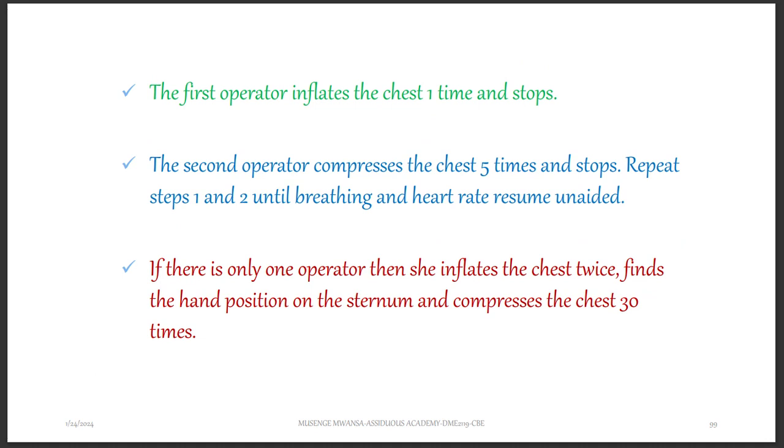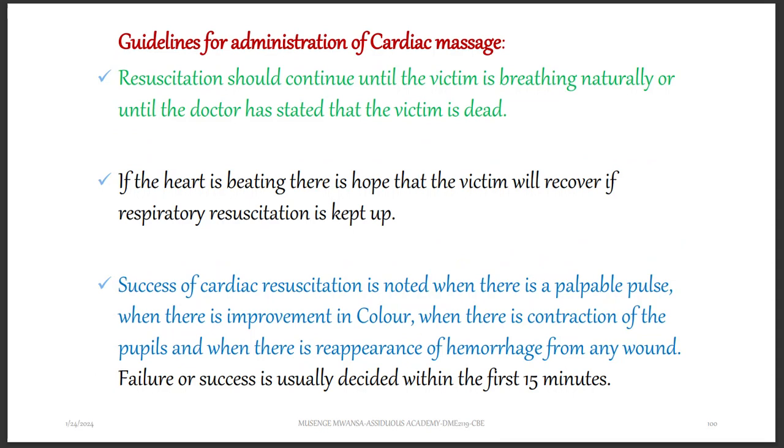The first person is going to inflate the chest. How do you inflate the chest? By performing mouth to mouth, you push in your air. And then the second person is going to come in and do a cardiac compression. You press the chest, you release like that 5 times, and then you stop. And then you repeat the procedure. So the mouth to mouth you do once, the cardiac compression you do 5 times. If there is only one operator, then she inflates the chest twice, finds the hand position on the sternum and compresses the chest 30 times, just like that.